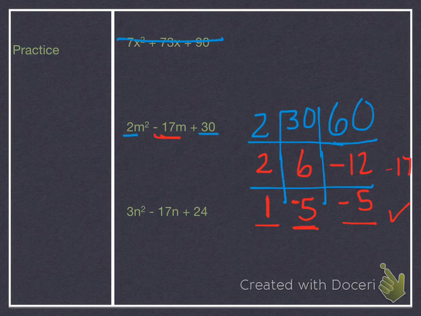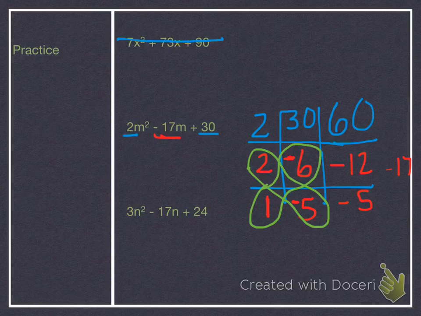But, you know what does equal 30? Negative 5 times negative 6. So that works. So I'm going to put my negative sign here now too. So now I check. 2 times negative 6 equals negative 12. So I have to put negative signs here. Now I go do my crossing. And so I know my factors will be 2m minus 5 and m minus 6. Those are my answers for that one.